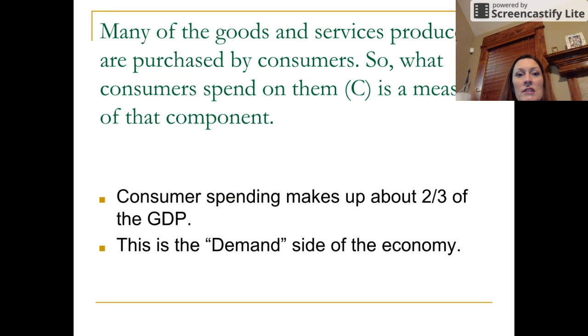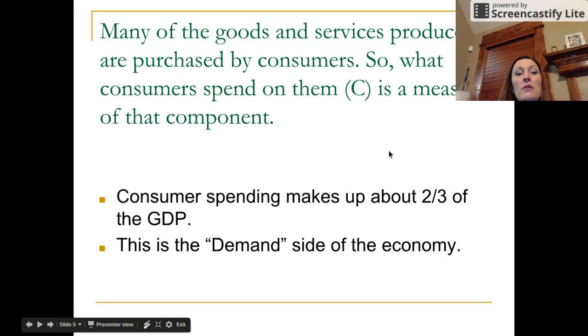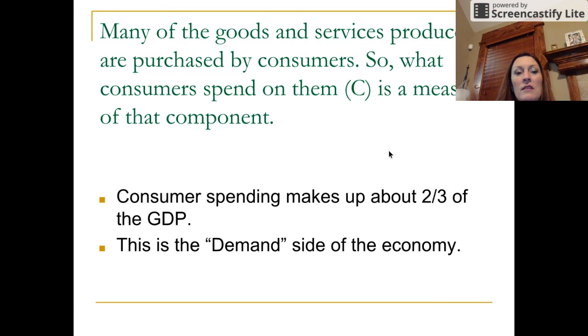Many of the goods and services are purchased by consumers. So what consumers spend on them, C, is a measure of that component. Consumer spending makes up about 2/3 of GDP. This is the demand side of the economy.